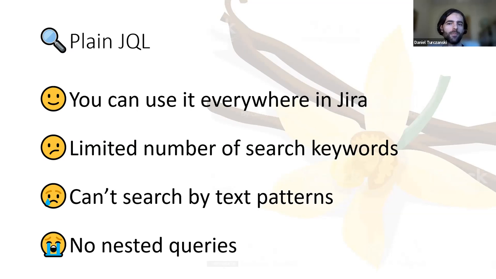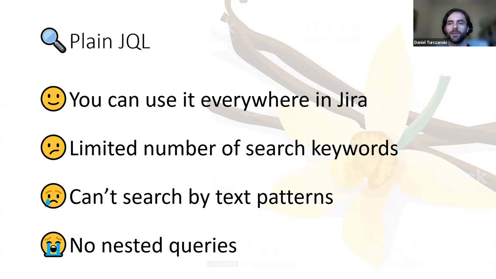The plain JQL is very powerful. First of all, because you can use it anywhere. It's everywhere. It's in Jira search functionality, in advanced search. But then you can also use it in your dashboards. You can just to source the issues. You can use it in your Kanban and Scrum boards. You can use it in automation, in script, in third-party apps. So it's all over, and you can use it for your reports.